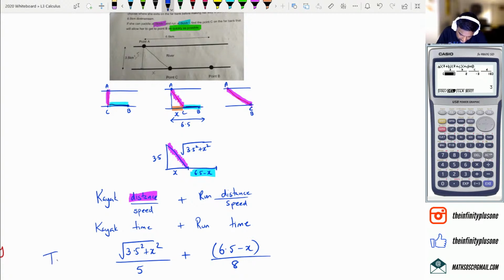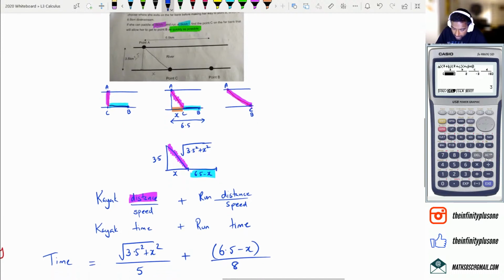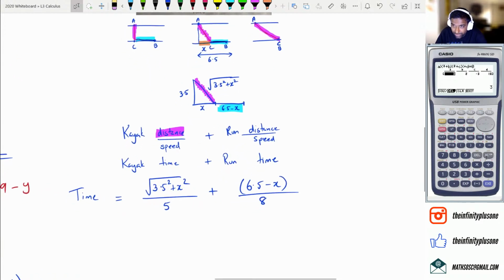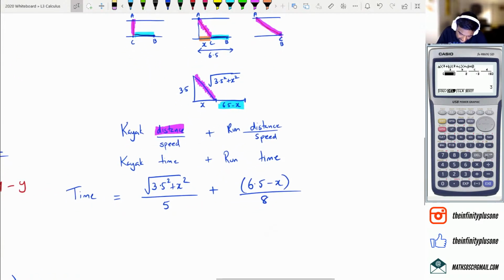So this is what our equation is for total time. If you want to find out what the minimum total time is, you just got to differentiate and put it equal to 0. So I'm going to rewrite it nicely so that differentiating it becomes a little bit easier.